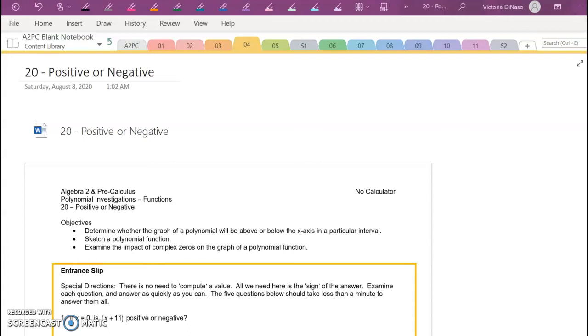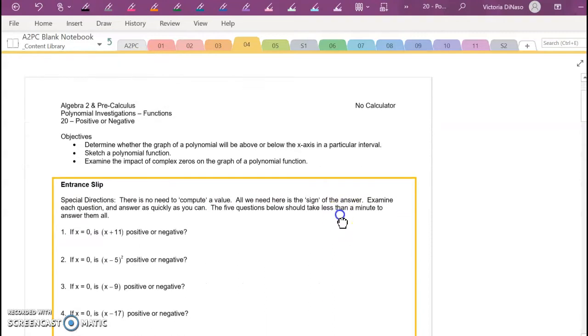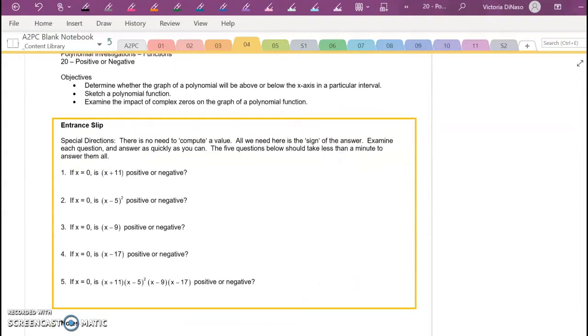In section 20, we're going to determine whether the graph of a polynomial function will be above or below the x-axis over a particular interval, sketch a polynomial function, and then examine the impact of complex zeros on the graph of a polynomial function. So for this particular part in the entrance slip, we give you x equals 0.